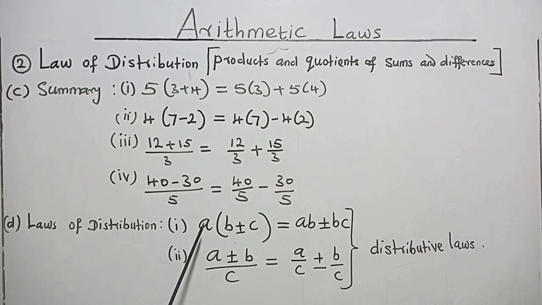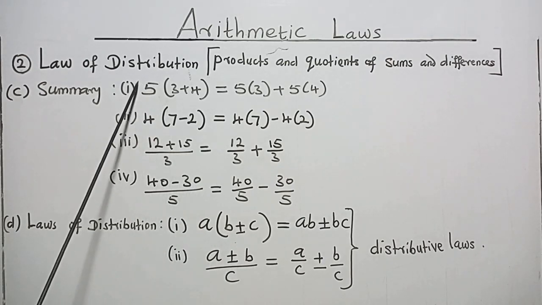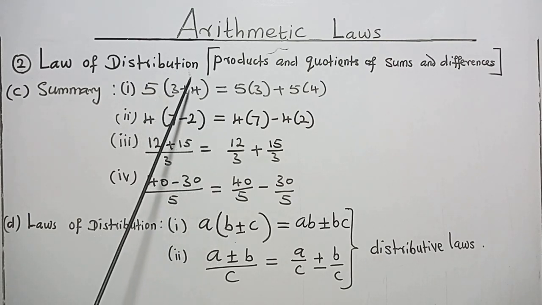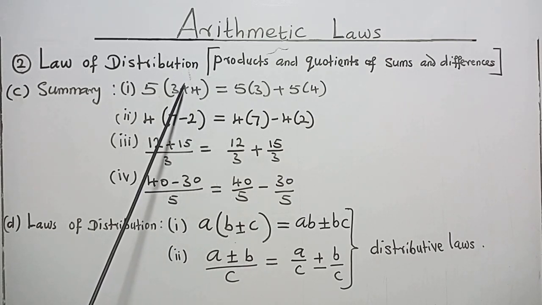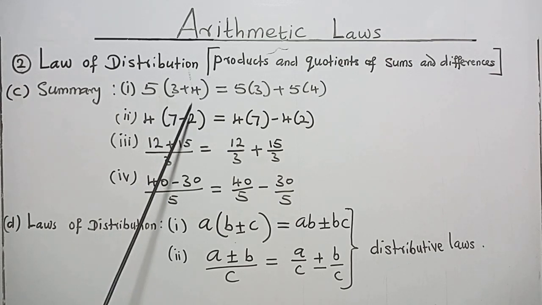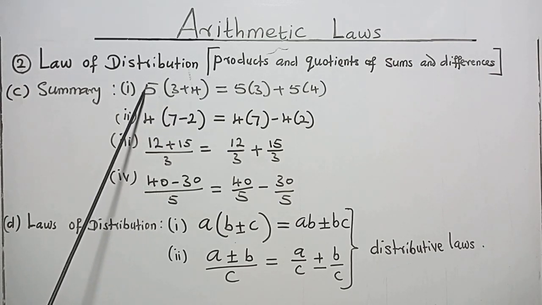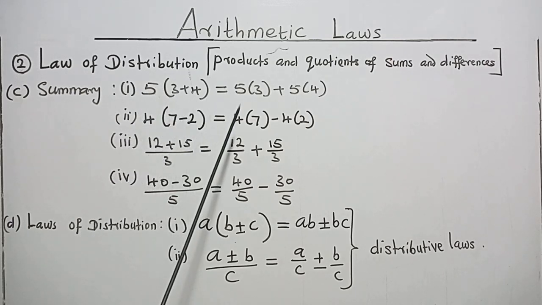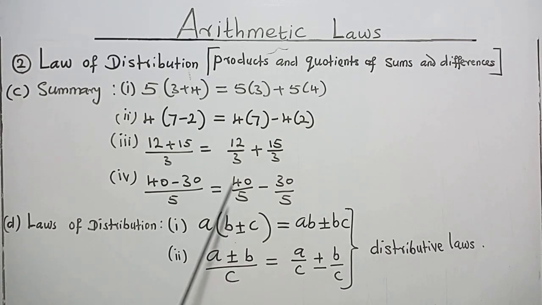The first is this: A bracket B plus or minus C. Let this 5 be A. Let this 3 be B. Let this 4 be C. Then, since this thing works both for plus and minus, it means that if we are looking for product of a sum and product of a difference, the same pattern is used. This is why both are condensed in one law. So when a number is multiplying either a sum or a difference, the procedure is the same thing.